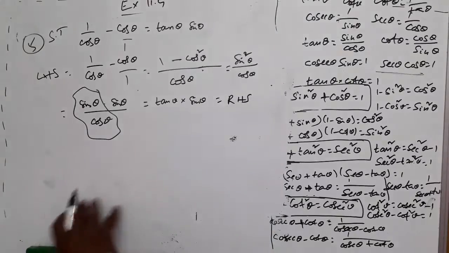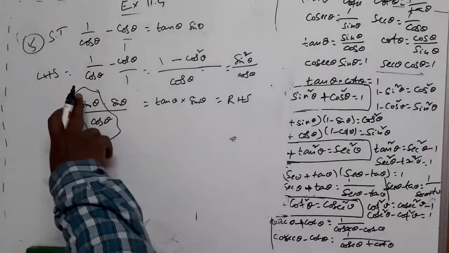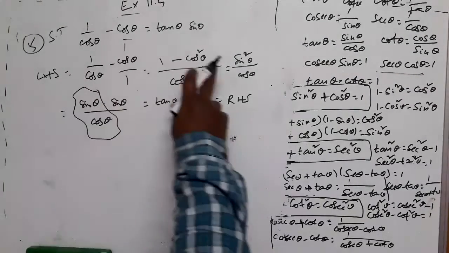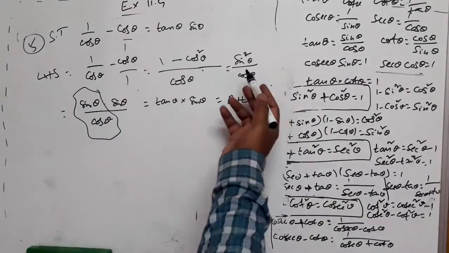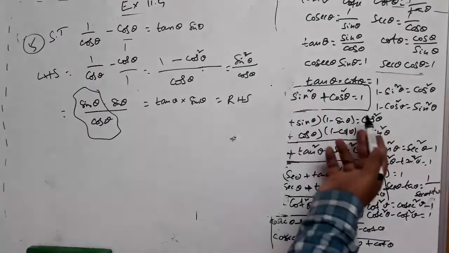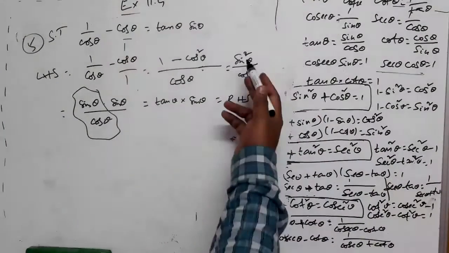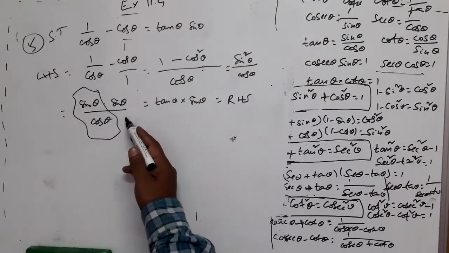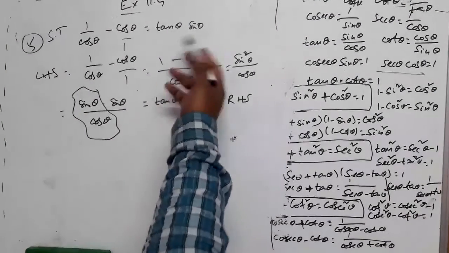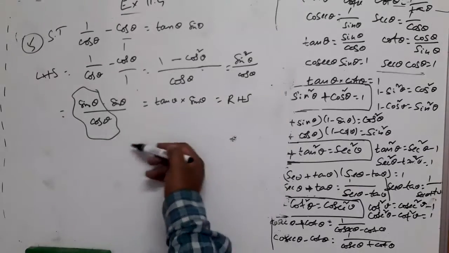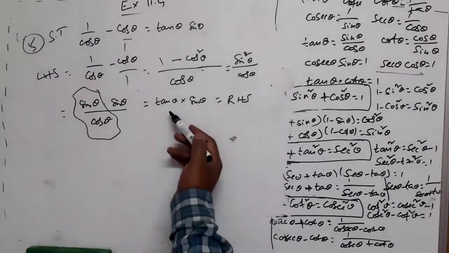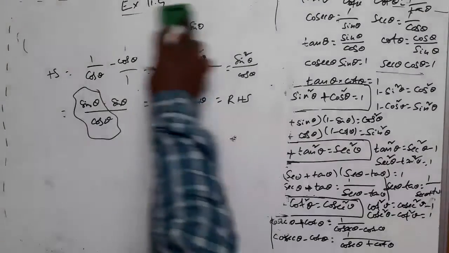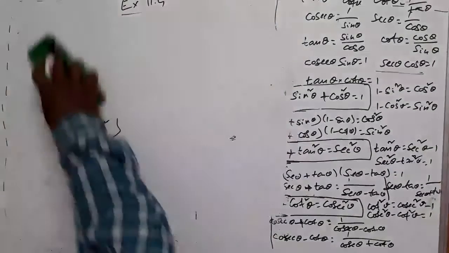Simple, very simple question, right? You started at LHS, you took the LCM, the numerator became 1 minus cos square theta, but that can be replaced by sin square theta from the first identity. So sin square theta is written as sin theta into sin theta, because that will be useful for me while bringing the RHS. So these two terms will give you tan theta and this one. This is question number 5. Let us proceed to the next question, question number 6.